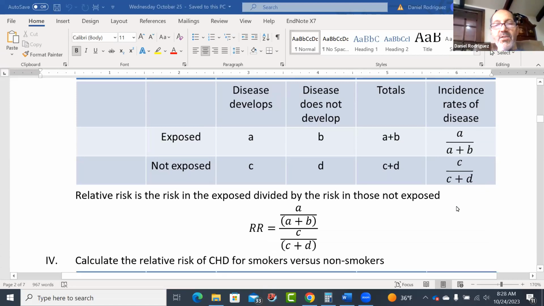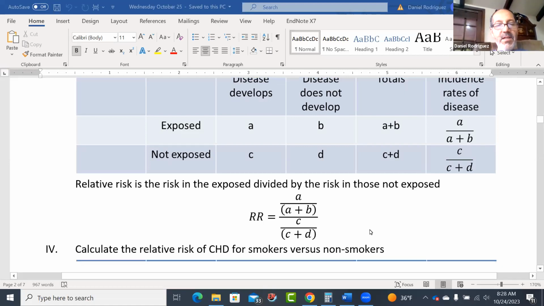Relative risk is calculating the risk among the exposed divided by the risk among those who are not exposed. I mean, that's what we're mostly interested in. You could theoretically do it the other way around, but people are generally not as interested. They're more interested in the effects of exposure. So you're just taking the risk A divided by A plus B and then dividing that quotient by C divided by C plus D. All right.